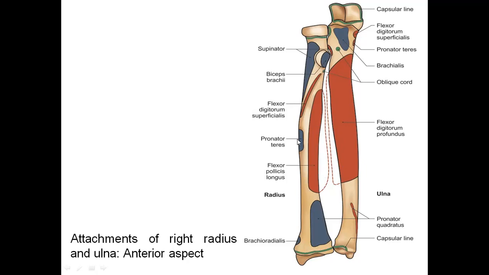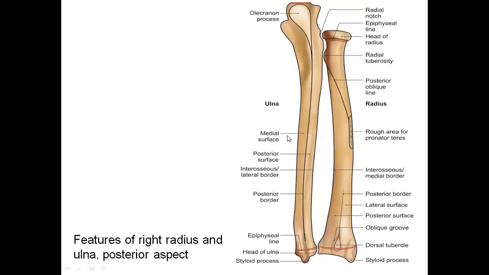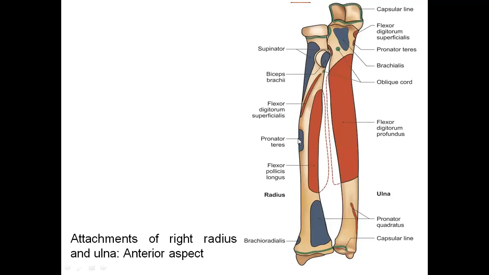Now, just now I told you there is one bony elevation, a rough area, due to the attachment of pronator teres. You can see here the insertion of pronator teres. Okay. Basically, if you observe here, the origin of pronator teres is coming from the ulna bone, which is the medial bone, and the insertion is coming to the mid shaft on the lateral surface of the radius bone.